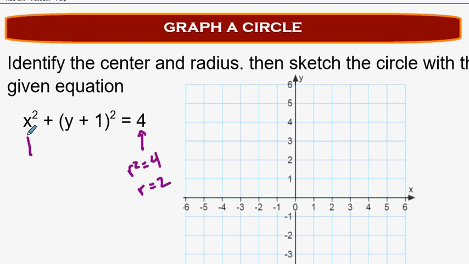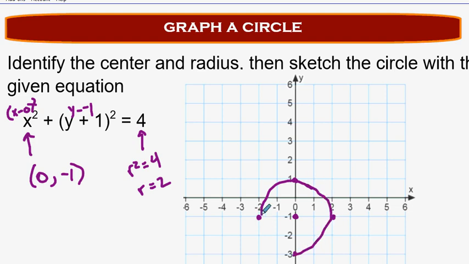Now you look right here and you're going to say, but there's nothing with the x. But we could think of this as x minus 0 squared, which means the h coordinate is 0. And this one we're going to think of as y minus negative 1. So the y is negative 1. And that's going to be our center. So if we were to graph that, our center would be right here at 0, negative 1. And since our radius is 2, we would go up 2, over here 2, to the left 2, and down 2, and then we just do our best to draw it like a circle, and we've got the basic idea there.